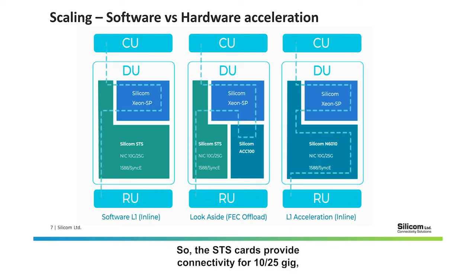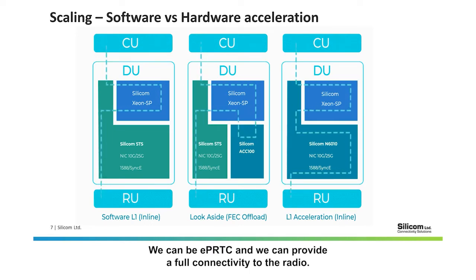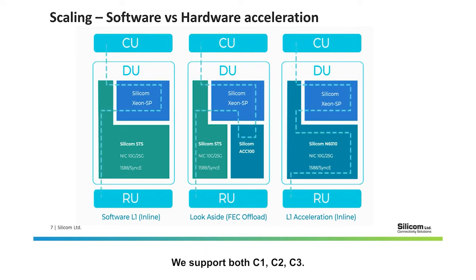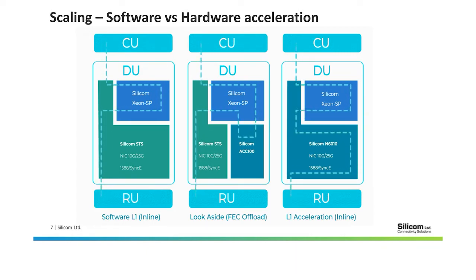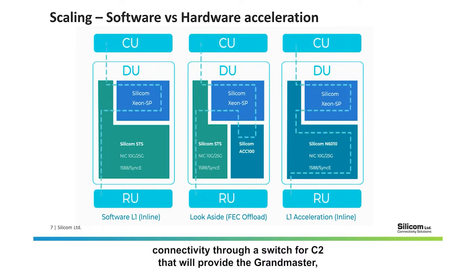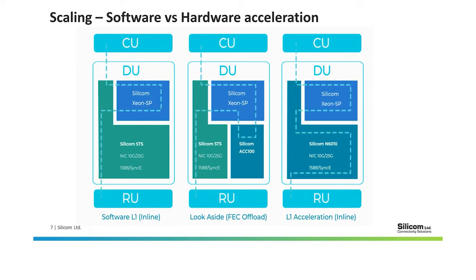So the STS cards provide connectivity for 10/25 gig. We support both 1588 SyncE, of course, with the Grandmaster. We can be ePRTC, and we can provide a full connectivity to the radio. We support both C1, C2, C3. It means direct connection between the DU and the RU, connectivity through a switch for C2 that we are providing the Grandmaster, and C3 that the network provide the connectivity between the DU and the RU.